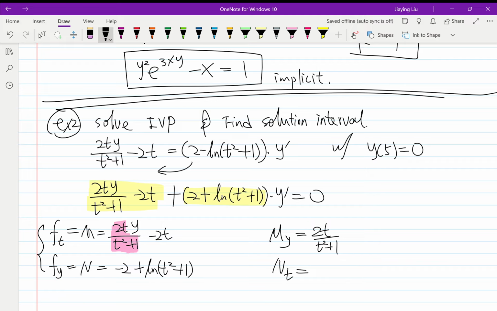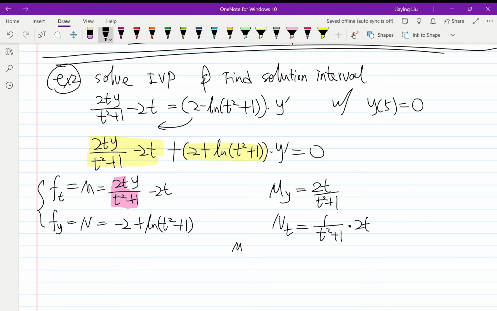And on the other side, when we take the derivative with respect to t, we know the constant doesn't matter there. We take the derivative with respect to t here, so the derivative of natural log is 1 over t squared plus 1. But then we have to use the chain rule, which gives me 2t from the inner function. So eventually they're the same.